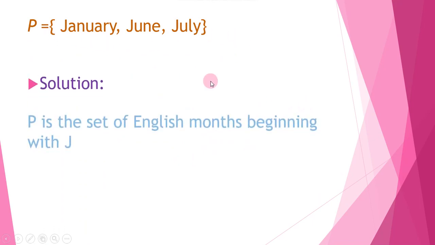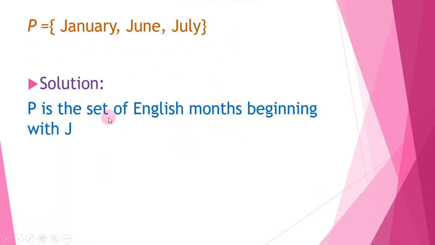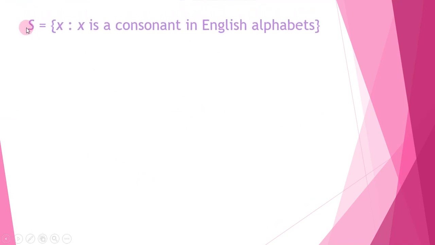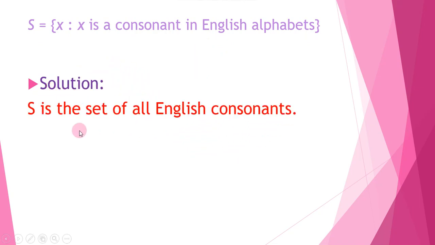Let us see the solution. P is the set of English months beginning with J. S equal to {x such that x is a consonant in English alphabets}. Yes, this is the set of all English consonants. Are you clear now?